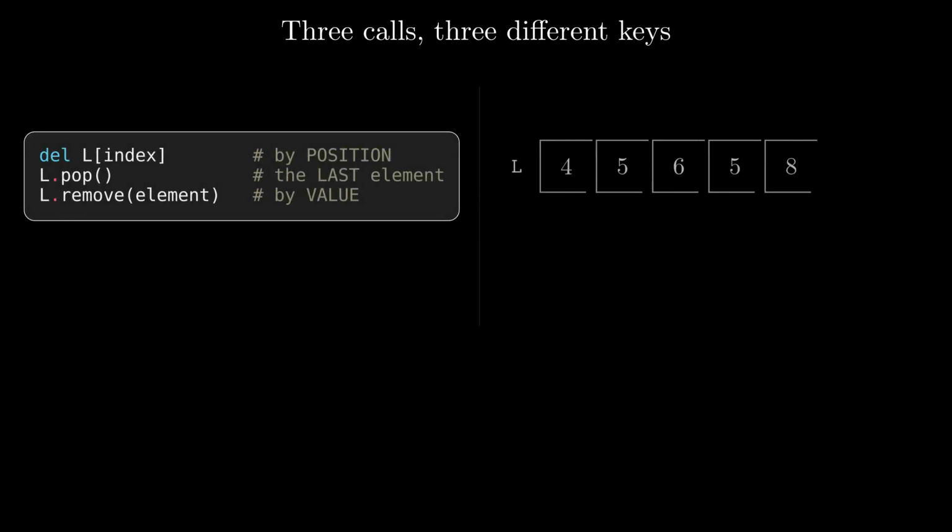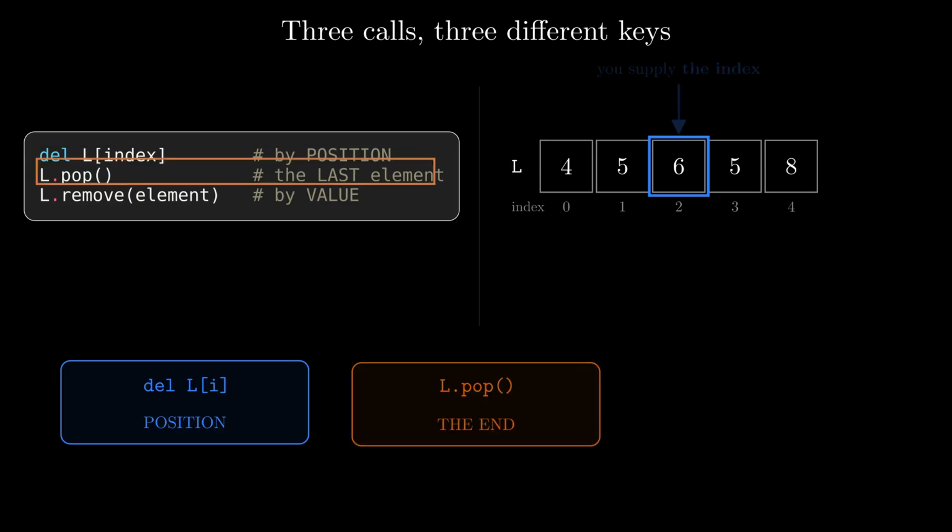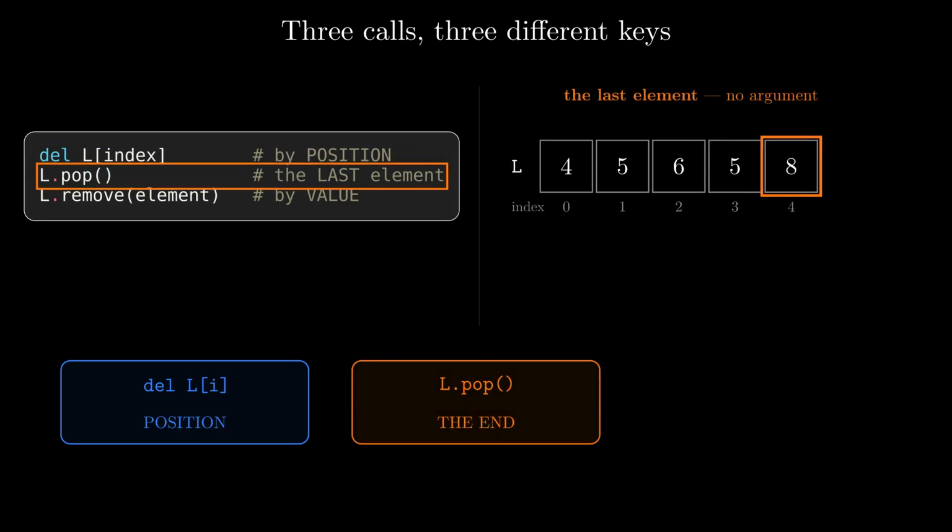If you know the index of the item you want gone, the first one, the last one, the halfway point, you use del. Write del, then the list, then the index in square brackets, and Python deletes whatever sits at that position. Second, if you want the item all the way at the right-hand end, call L.pop with nothing inside the parentheses. Python grabs the last value and drops it from the list.